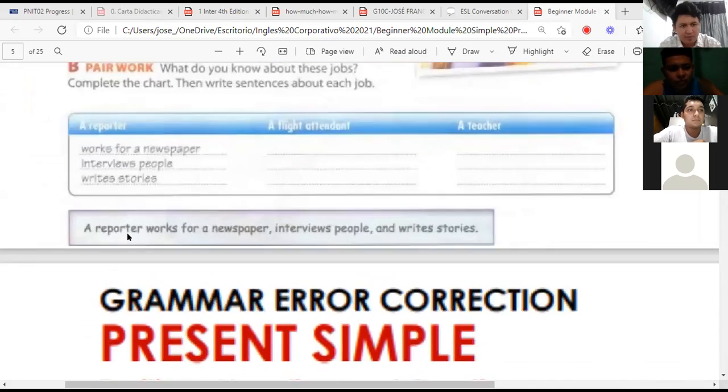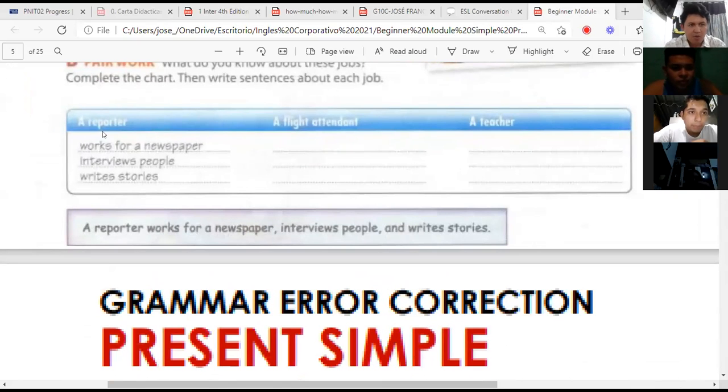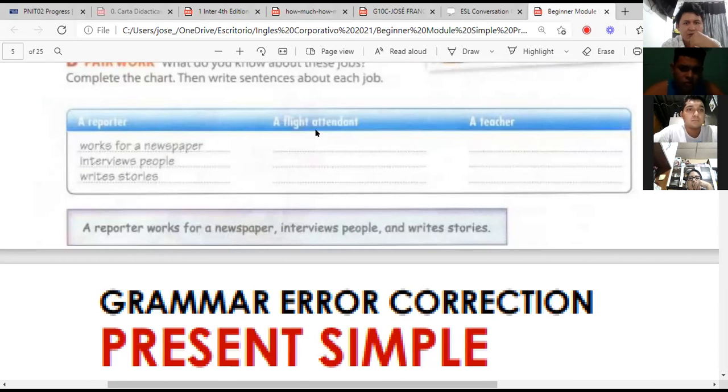Como el ejemplo que está aquí, mire. Dice, a reporter, usted en conjunto o llegan al consenso de que a reporter works for a newspaper, trabaja para un periódico, ¿verdad? A reporter interviews people, entrevista a gente. And a reporter writes stories. Pero esto lo pensó alguien, ¿verdad? O lo pensaron algunas personas. What about a flight attendant, ¿verdad? Una aeromoza. You have to write three statements about a flight attendant. And a teacher.